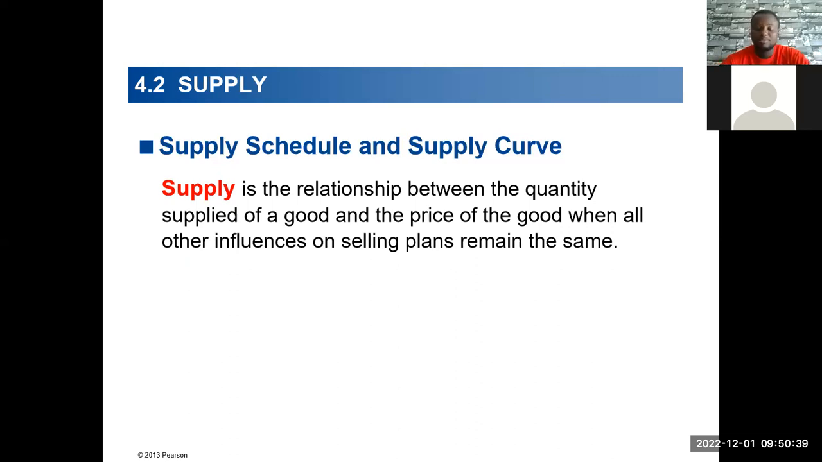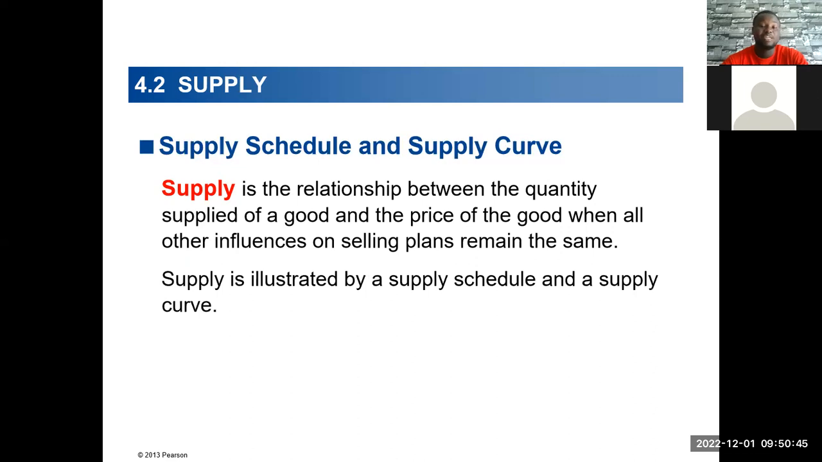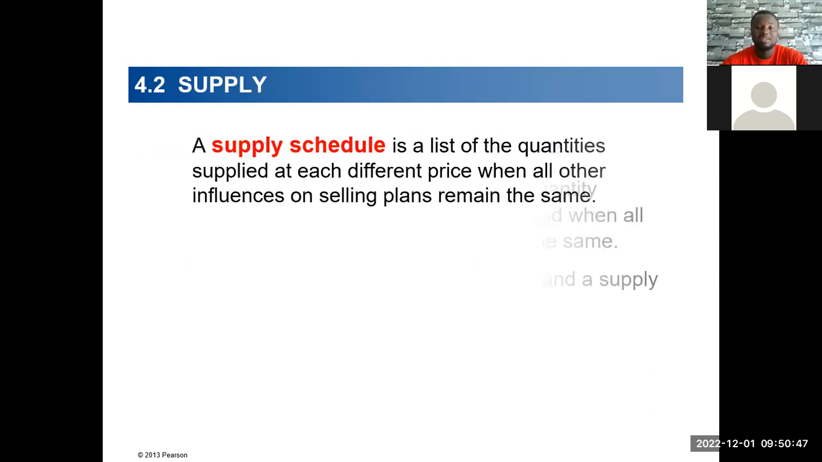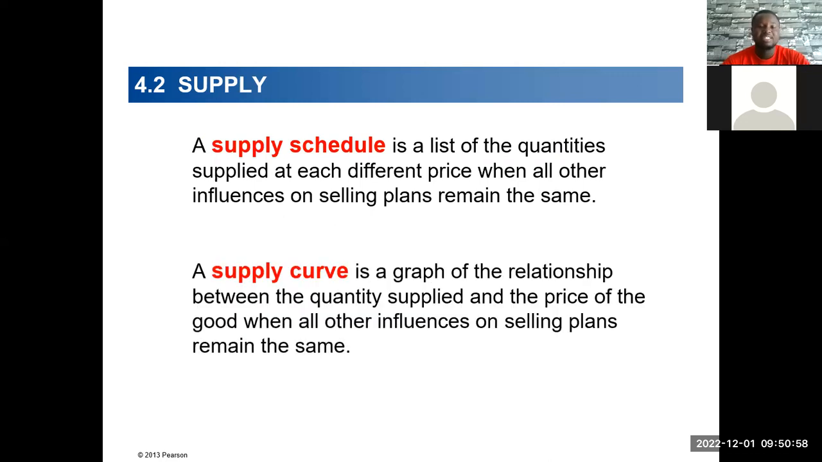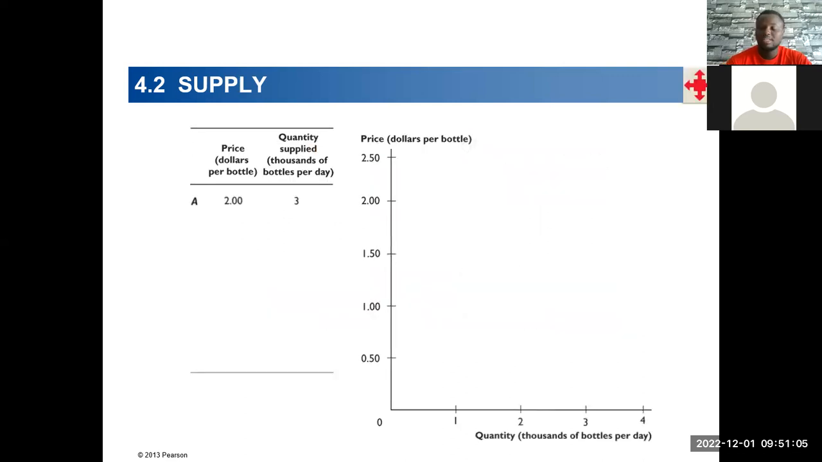This too can be represented by a schedule and a curve. We know already the schedule is just the listing of the relationship, the tabular representation of the relationship between supply and price. And the graph or the curve is the graphical representation of this relationship. So let's look at an example. The left one is for the schedule, and this is for the curve.